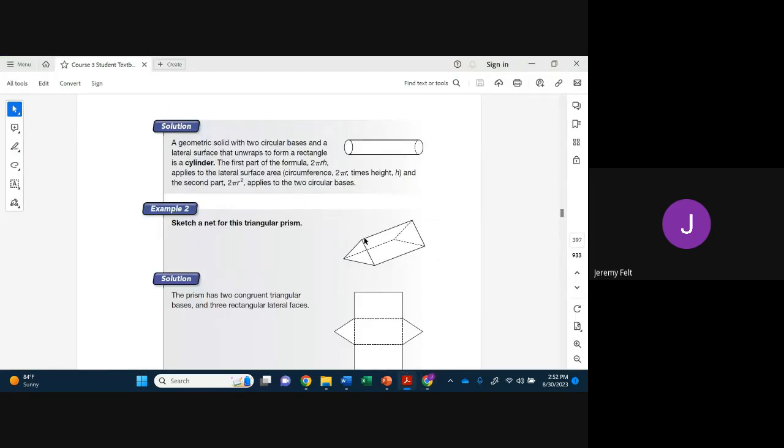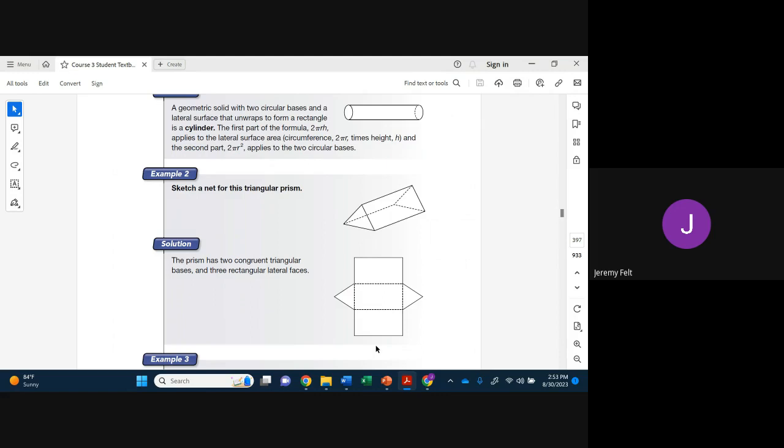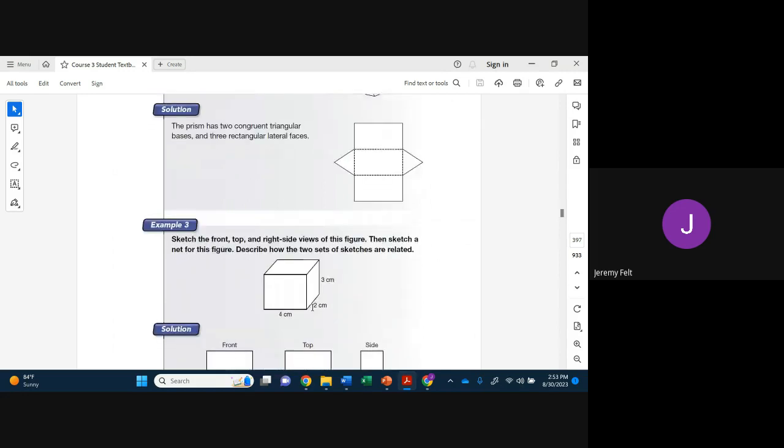So if we sketch this net of a triangular prism, it's a triangle top and bottom, so there are our two triangles. I have 1, 2, 3 rectangular sides or faces, so there are my 1, 2, 3 rectangles. Now, finding the surface area or lateral surface area, I just have to find the area of these two-dimensional shapes and then add them up.